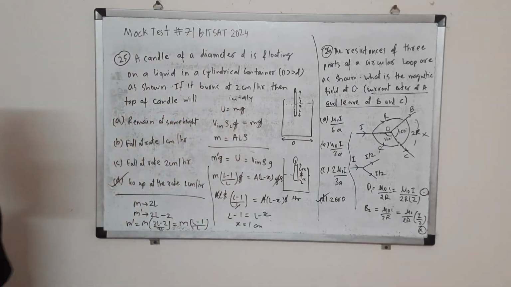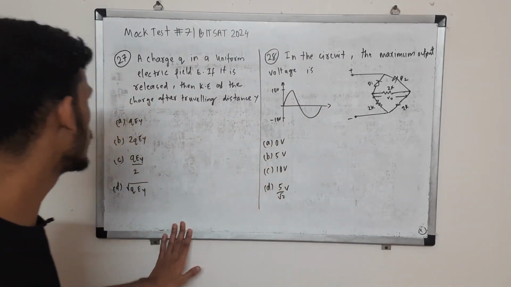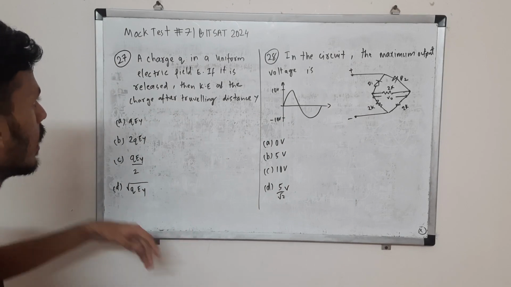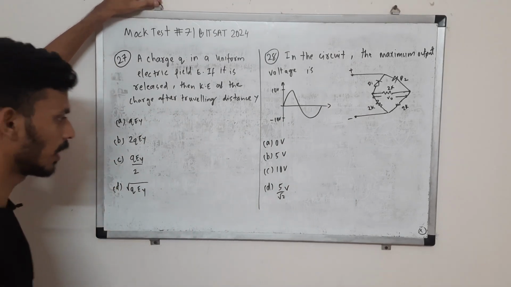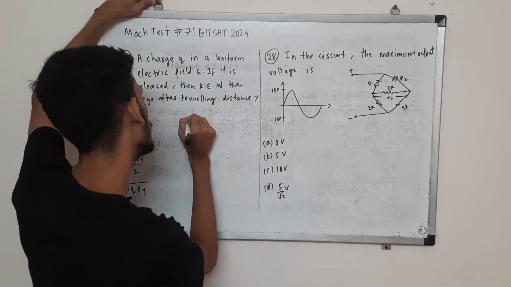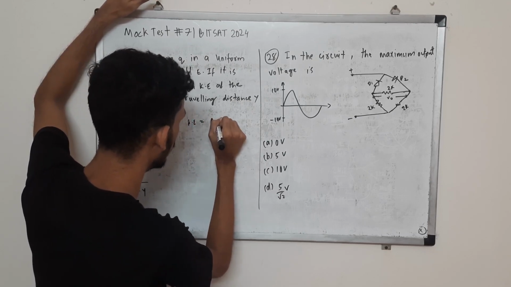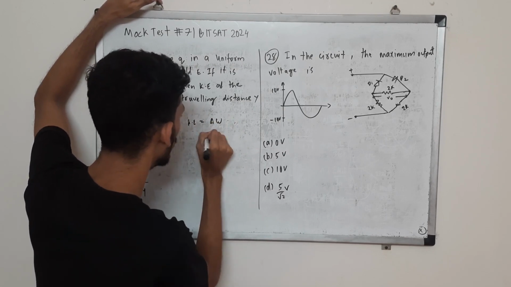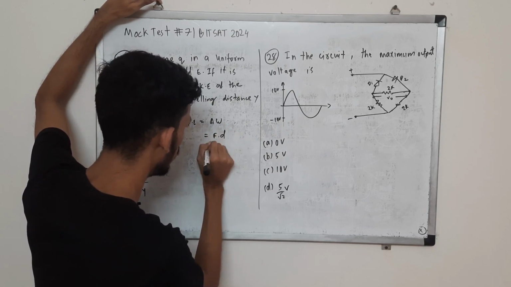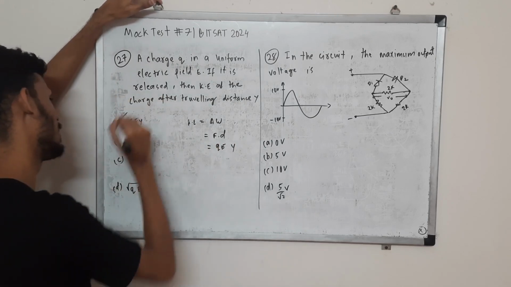So that was the logic behind this question. Over to the next one. Questions 28 and 29. In question 28 we have a charge in an electric field which is released, and you are supposed to tell the kinetic energy after traveling a distance y. It's very simple. We can directly use the work energy theorem: change in kinetic energy equals the work done. What is the work done over here? Force into displacement, the distance is y, force is QE, so the answer is QEY. As simple as that.